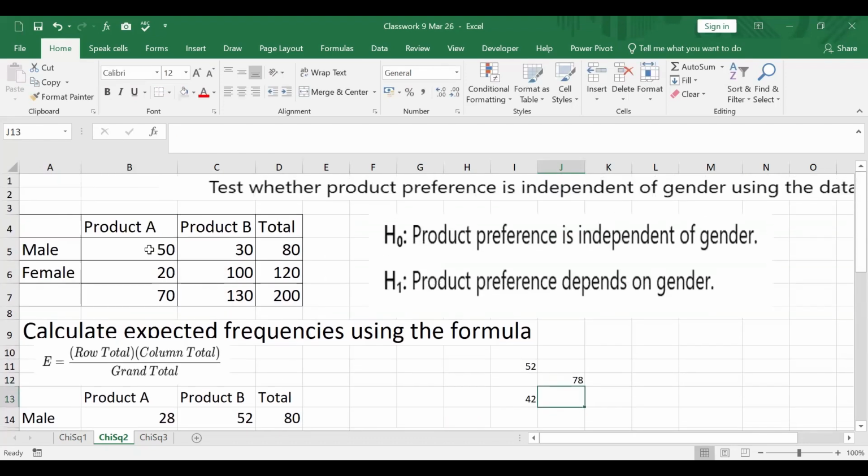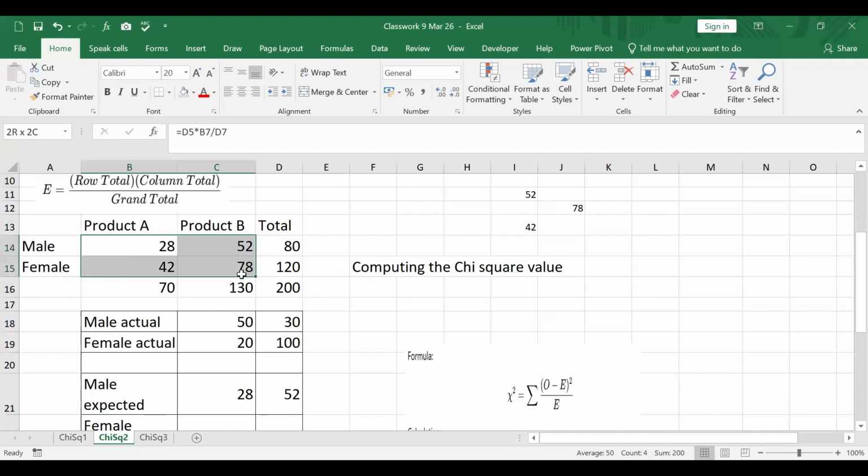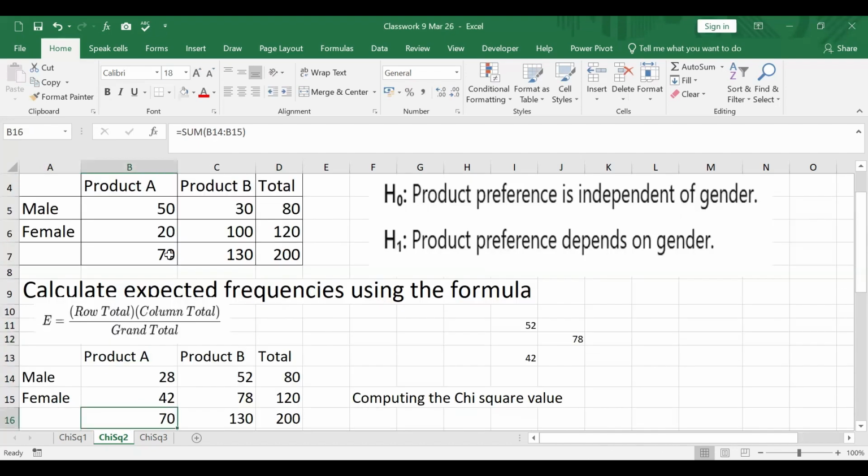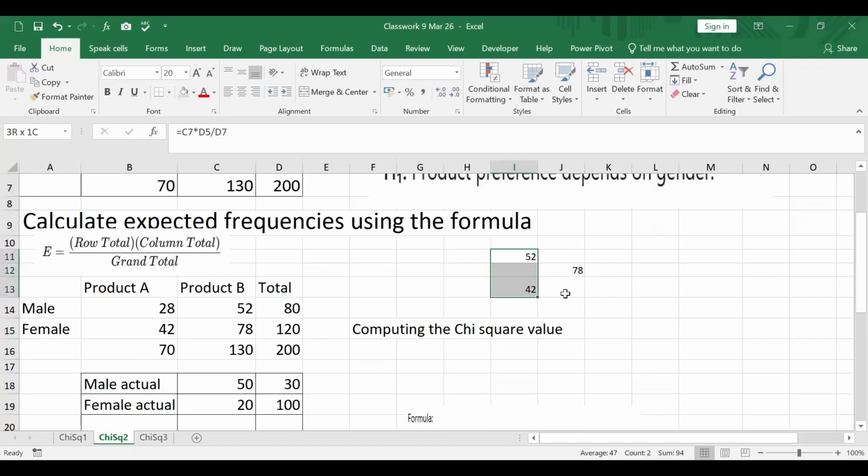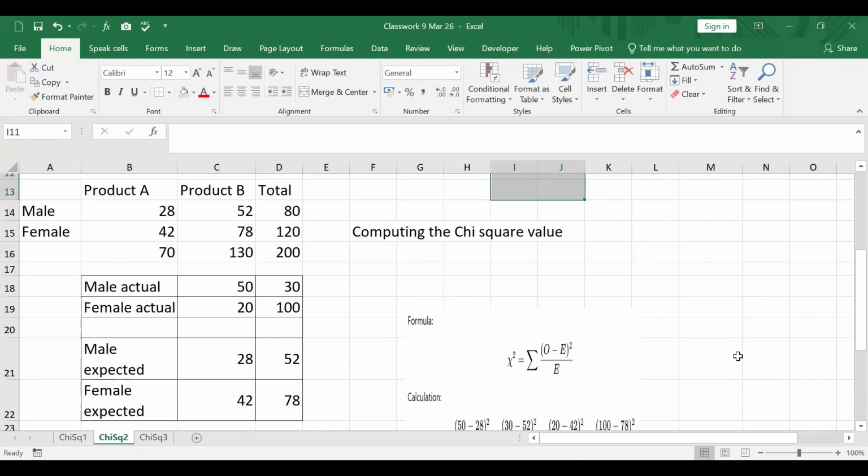So we have got the actual or observed, and this is what we calculated. This one, of course, is the total, and ensure that the 70 is the same as the 70. Sometimes because of fractions, if it doesn't match, then adjust it accordingly.